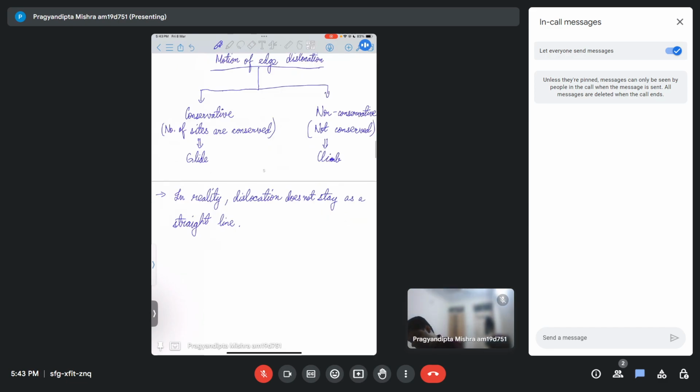So let's learn about kinks first. What is a kink? It is a process for dislocation glide. The dislocation is still gliding, but it will move in steps, and these steps are what we call kinks.